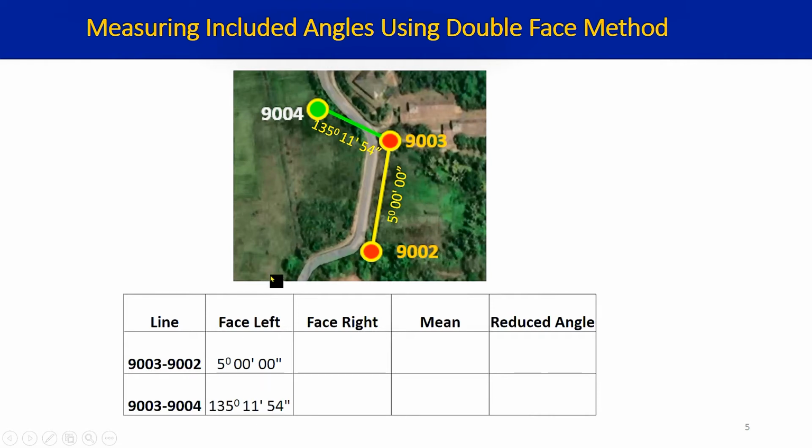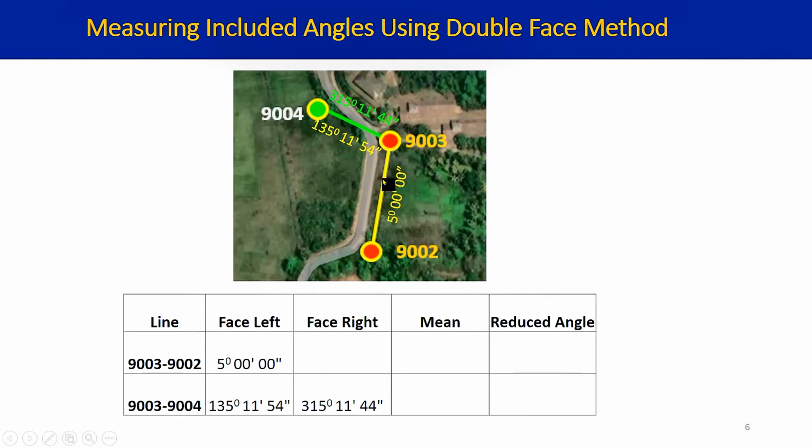Then I am going to transit the telescope about the trunnion axis and get the face right reading to 9004 again. So it is 315 degrees 11 minutes 44 seconds. This is how I record it in the second row and third column: the face right reading 315 degrees 11 minutes and 44 seconds.